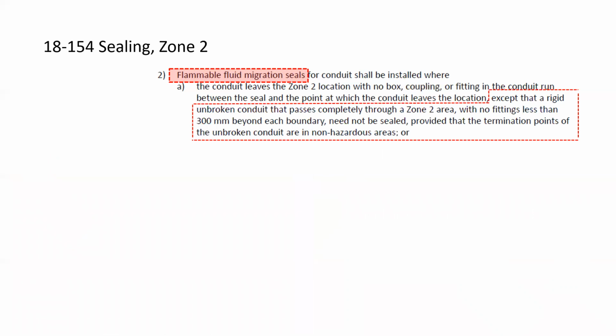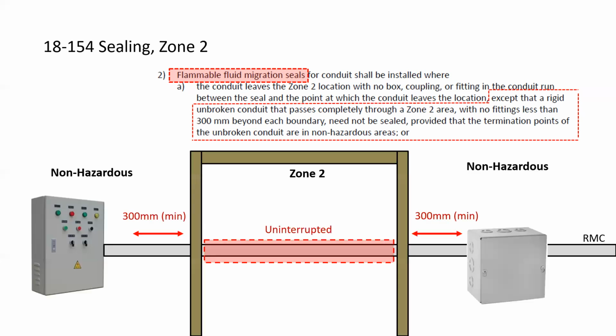There is an exception, of course there's an exception: a rigid unbroken conduit that passes completely through a Zone 2 area with no fittings less than 300 millimeters beyond each boundary need not be sealed, provided termination of the unbroken conduit is in non-hazardous areas. So there we go, non-hazardous and fittings uninterrupted. Well, what do you think?